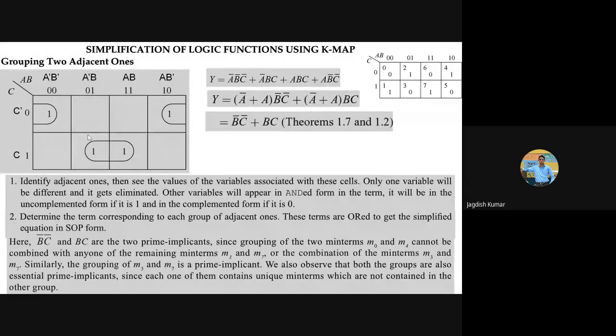Is there any question related to essential prime implicant and prime implicant, or is it okay? Is everything okay till now? Or any question on prime implicant, essential prime implicant? Well, very good.